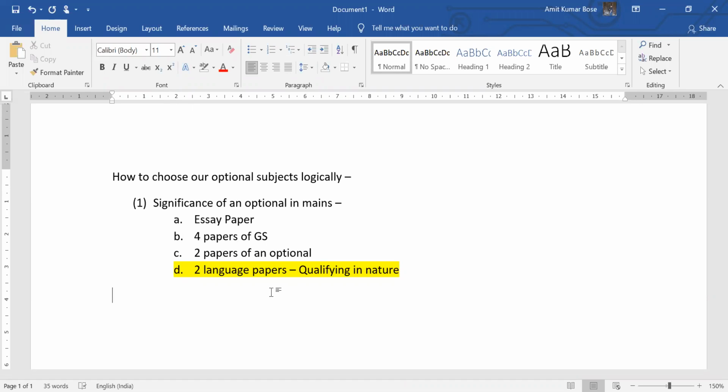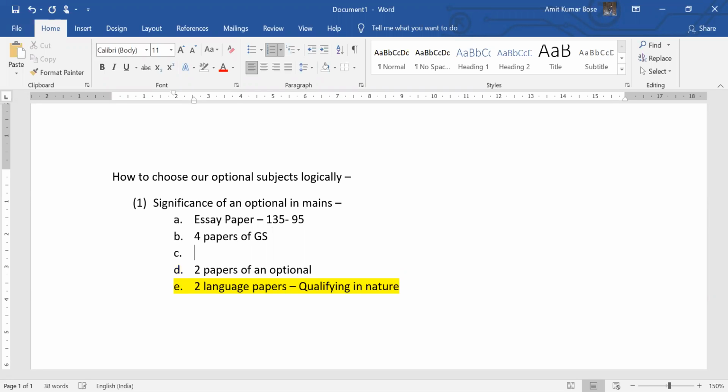Out of them, in the essay paper, normally what we see is a kind of average marking taking place. If candidates are writing proper essays, they're expected to secure something between 95 to 135. So the whole play in the essay paper is between 95 and 135, an average bit of marks.